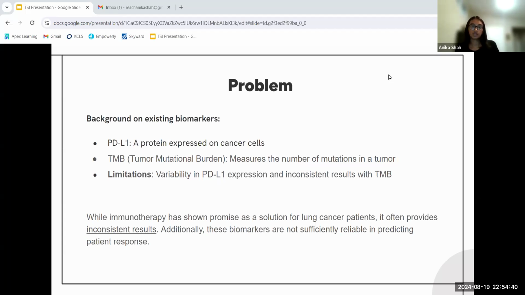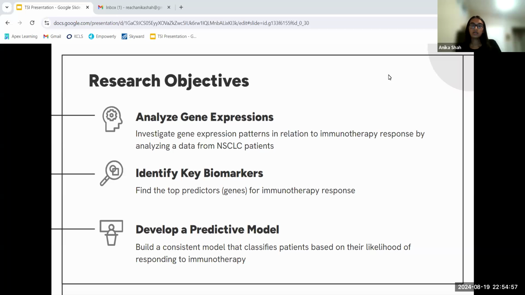One of these alternatives is gene expression profiling, or analyzing genes in tumor cells to find the ones that are the greatest predictors for response. This method offers a broader perspective of the tumor's molecular state, potentially providing more accurate predictions of response. In our study, we aim to investigate the relationship between specific gene expression patterns and immunotherapy response in patients with lung cancer. Our study had 3 key objectives.